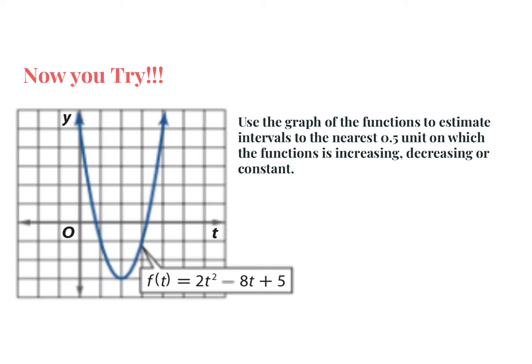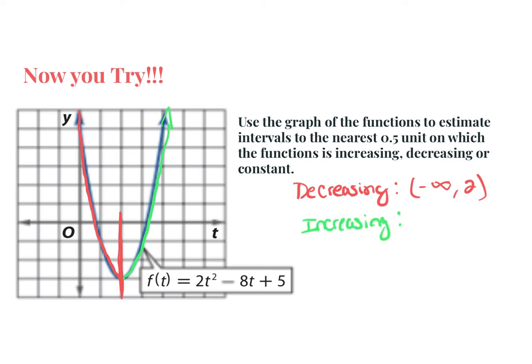From the leftmost part of the graph, we are going down all the way to this point, which happens to be positive 2. So we are decreasing from negative infinity to 2. And then we are increasing, because at this point we start to go up. So we are increasing from 2 to positive infinity.